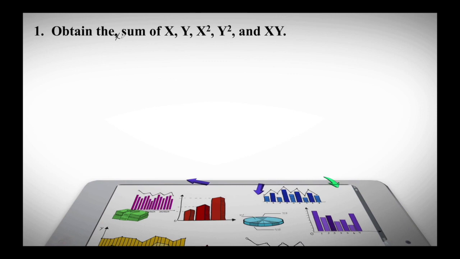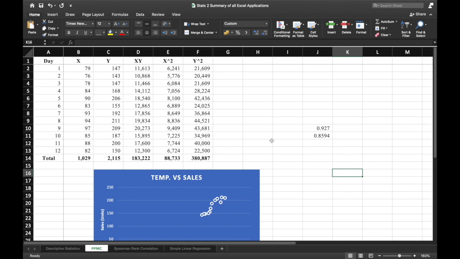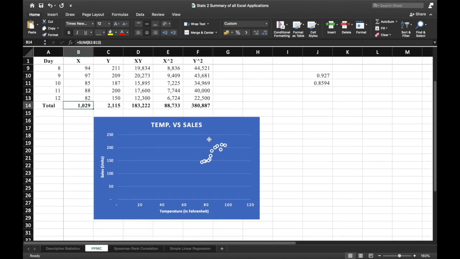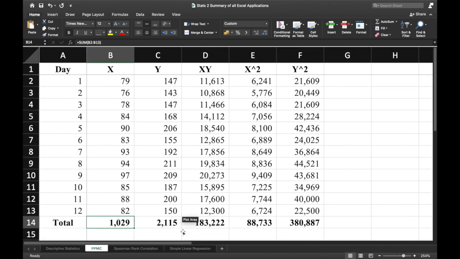Guys, I hope naalala nyo pa, we have the Excel of this problem. So, let's go to our Excel file. Ito po siya. Actually, meron na tayong mga values eh. Summation of x, ito. I hope naalala nyo, ito yung graph nyo, temperature versus sales. For the summation of y, we have this, 2115. Summation of x squared, ito naman. Summation of y squared, ito naman siya. Summation of x and y, ito naman. So, we don't need to compute it anymore. Let's just copy and paste this on our PowerPoint presentation.